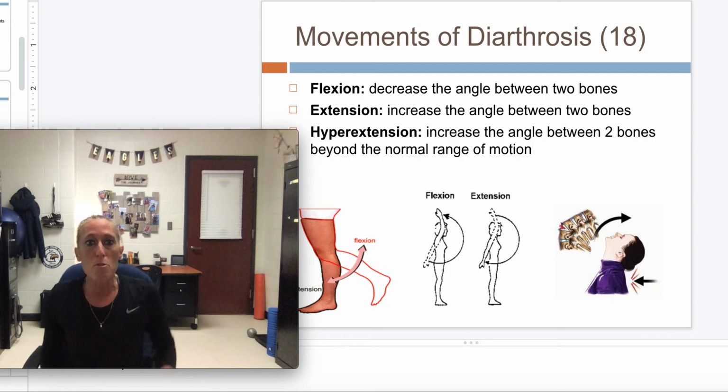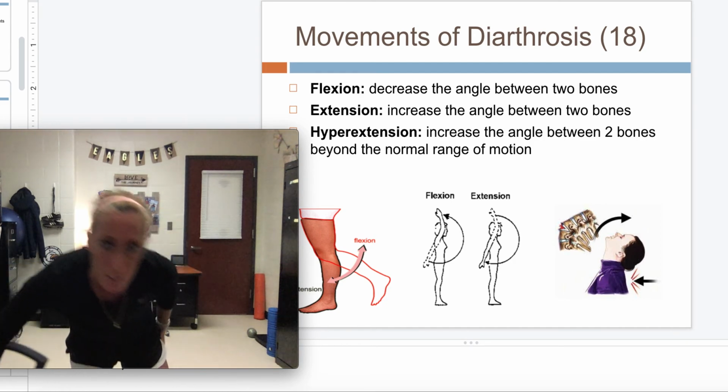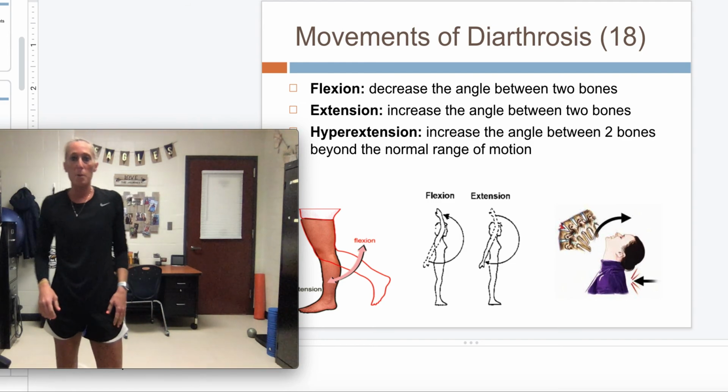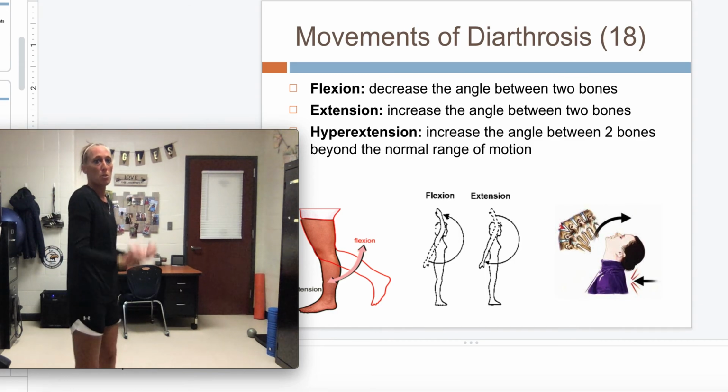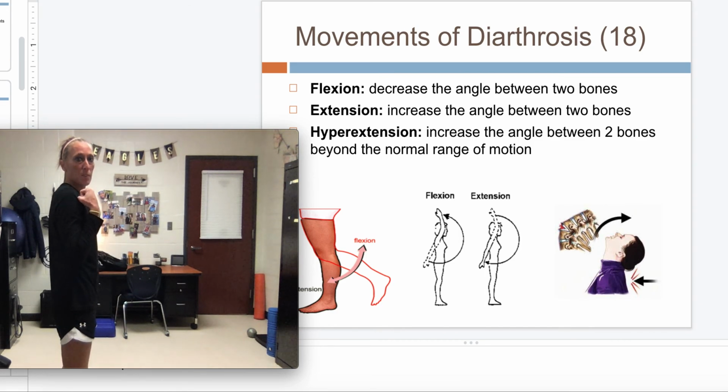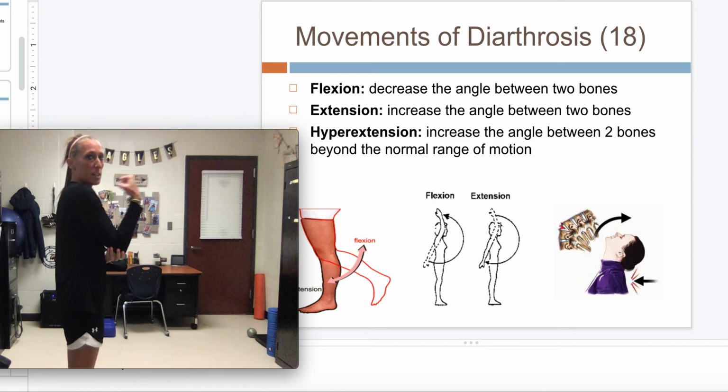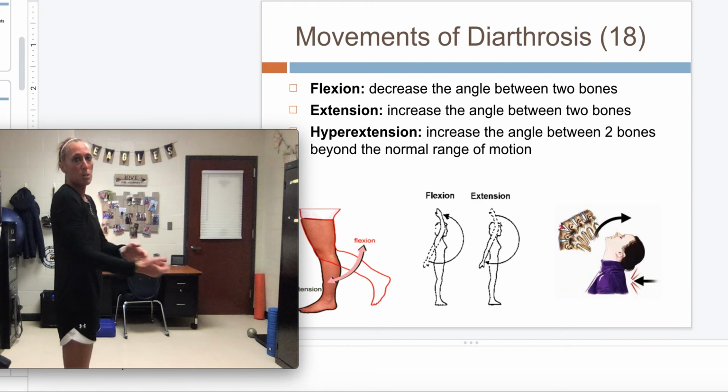All right, we're going to talk about movements. I'm going to stand up. There are 18 movements that we're going to talk about. The first one is flexion. If I flex my elbow joint, it is this motion here. So this is flexion. I am decreasing the angle between two joints. Extension is this. I'm extending my elbow. So I'm increasing the angle between two joints.